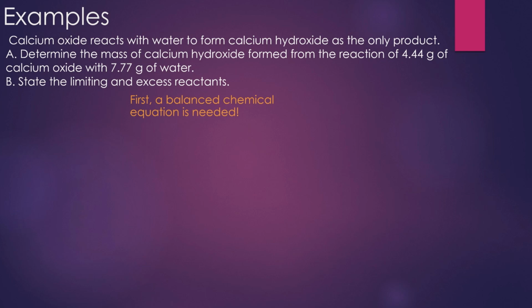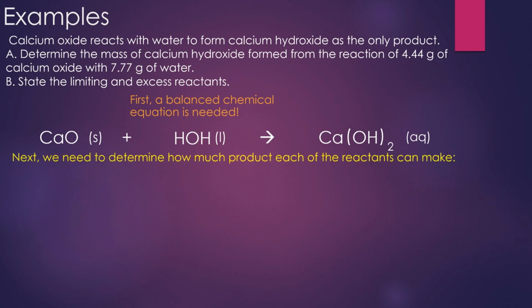As with all other stoichiometric calculations, it always begins with a balanced chemical equation. Calcium oxide reacts with water to form calcium hydroxide. Hydroxide has a -1 charge, calcium a +2, so I'm going to need 2 hydroxides to cancel out the +2 of the calcium. Otherwise, my equation is balanced. Calcium oxide is a solid, water is a liquid, calcium hydroxide is aqueous.